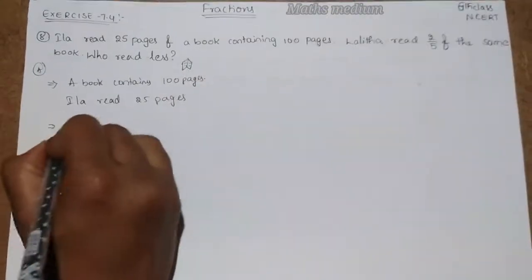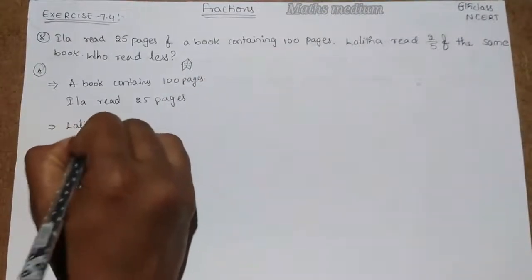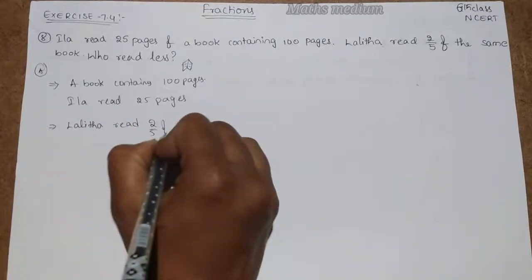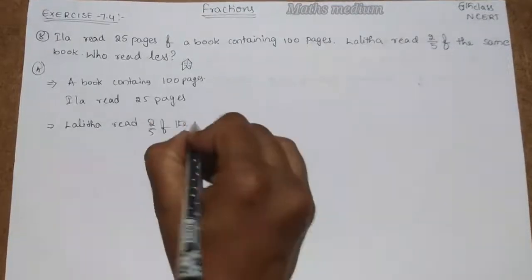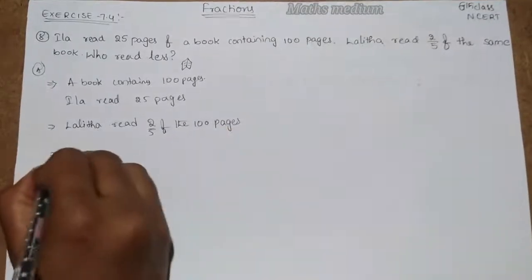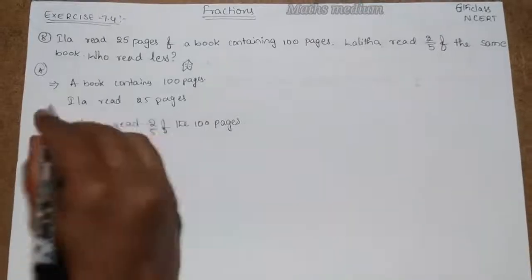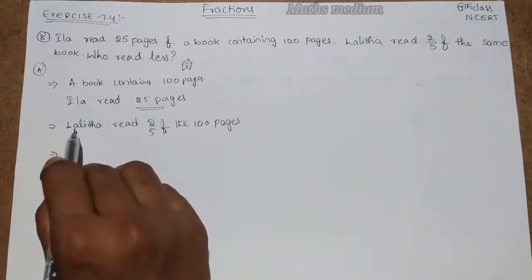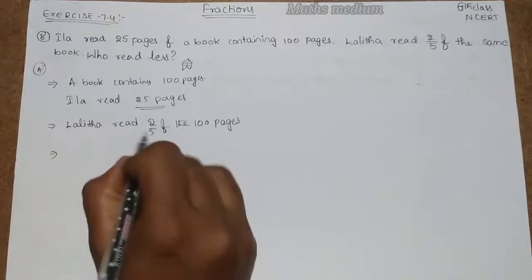Next, Lalita read 2 by 5 of the same book. That means 100 pages, right? So, now who read less? We have to find it. We know Ila reads 25 pages, but we don't know how many pages are read by Lalita. So we have to find it.